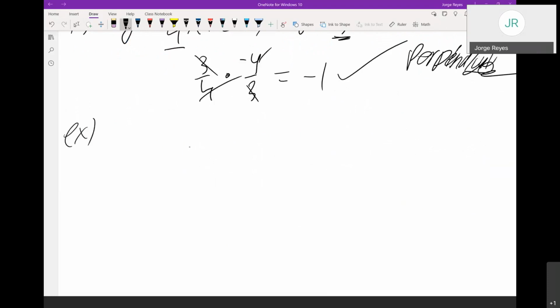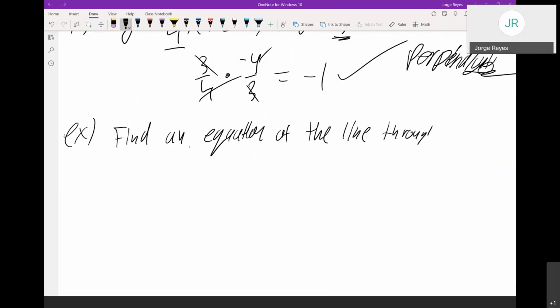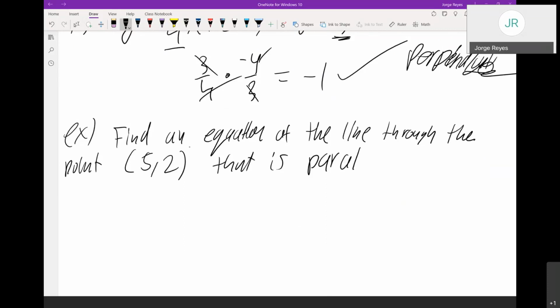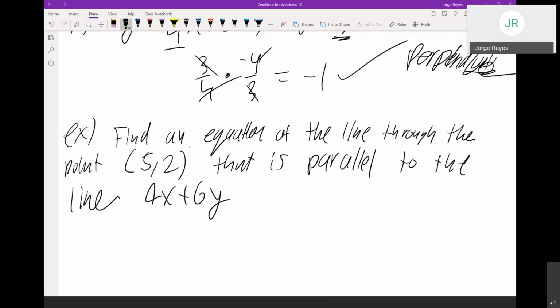The next set of examples, you're going to be finding a line. Okay, so find an equation of the line through the point (5, 2) that is parallel to the line 4x + 6y + 5 = 0. Okay?